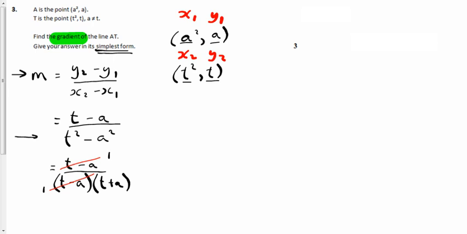Leave me with, well, dividing the top and bottom by t minus a would leave me with 1 on the top and 1 lot of t plus a on the bottom. So all that's left to do is to write it in its simplest form, 1 over t plus a. If you wished, you could leave that in brackets there, but they're not necessary.